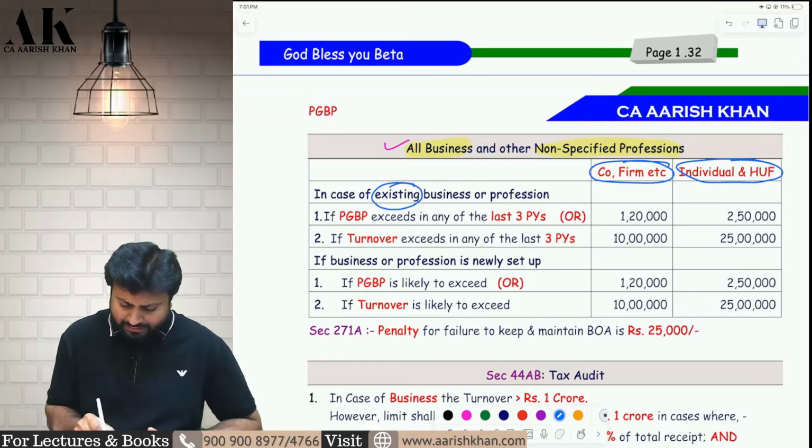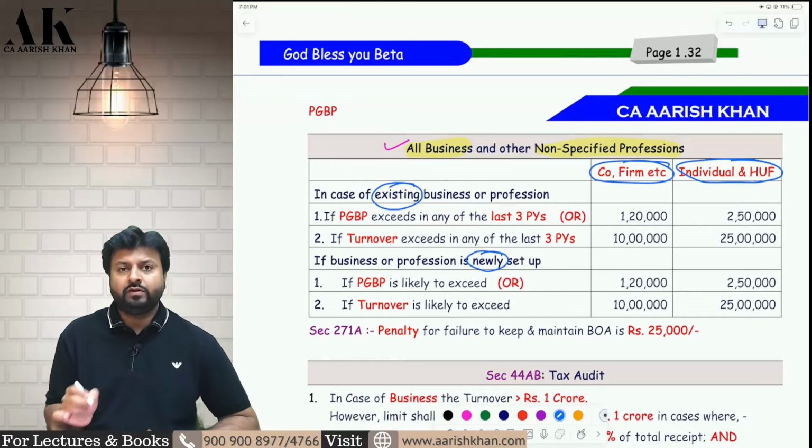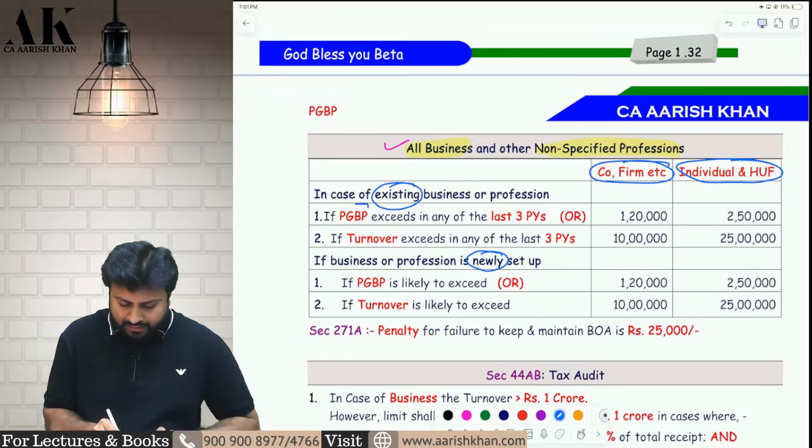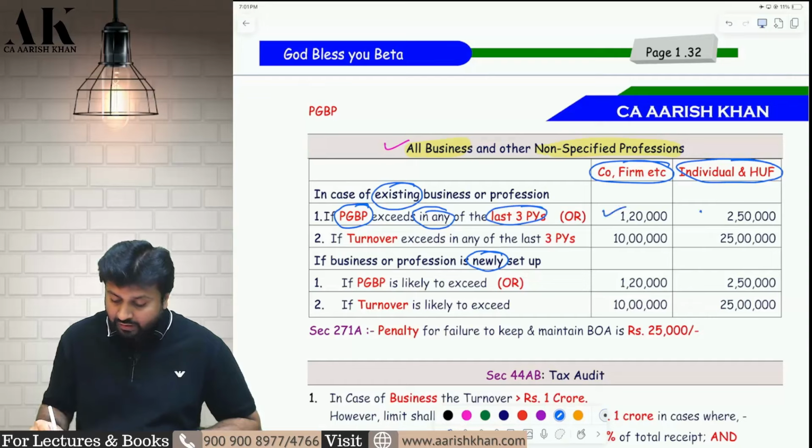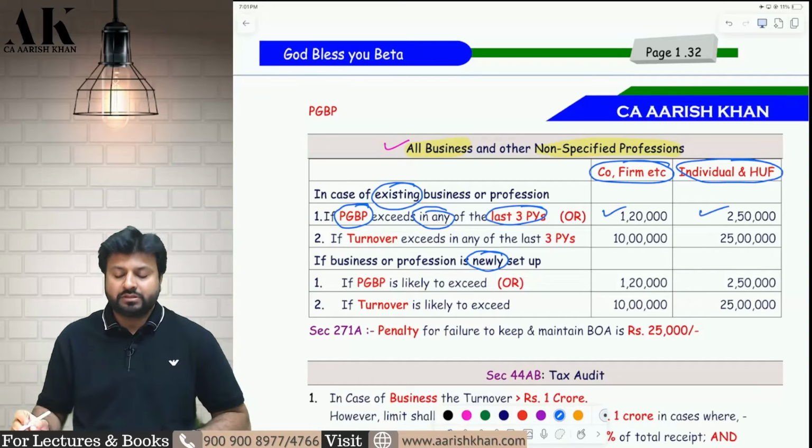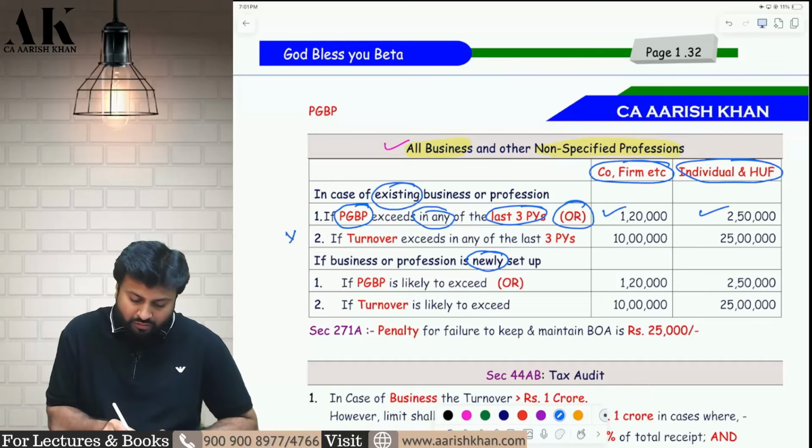Again, here there are two categories: existing business and new. If you are an existing business and if your PGBP exceeds, in any of the 3, not all the 3, in any of the last 3 years, 1,20,000 or 2,50,000 as the case may be, you are liable to maintain the books of account. Now don't check the second point also, because there is an "or" in between. You don't have to fulfill both the conditions. You have to fulfill one of the 2 conditions.